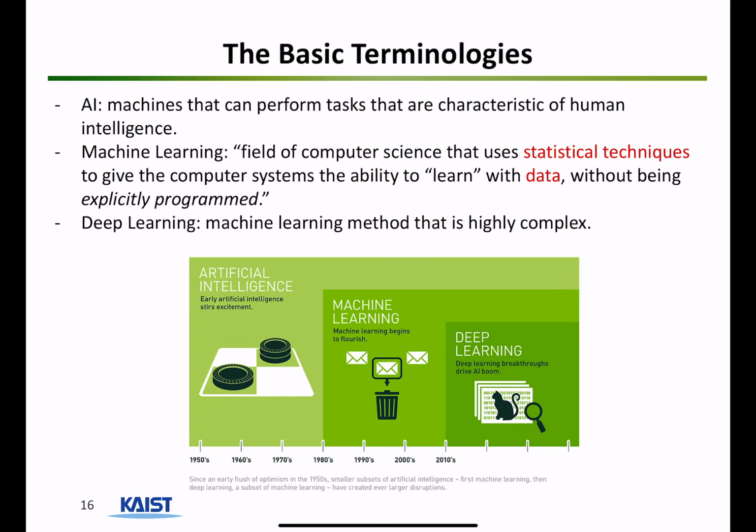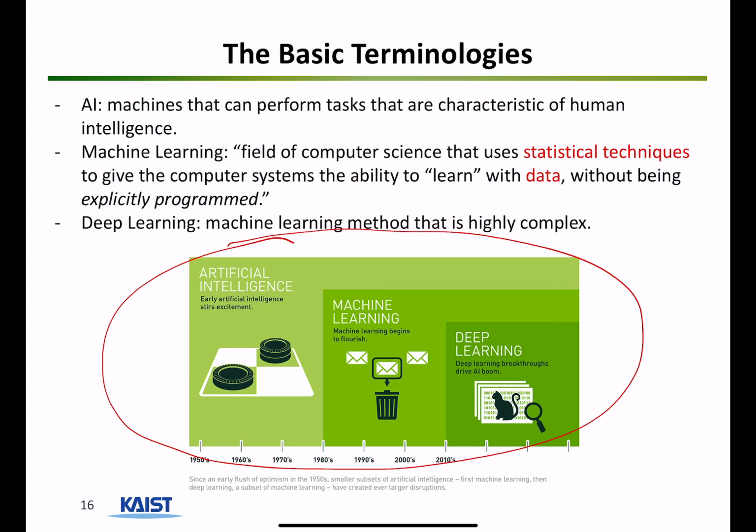So there are some basic terminologies that one should know about AI, in the sense that AI is the oldest and the most encompassing. Then you have machine learning and then deep learning. So these are subsets of one another. AI is basically machines that can perform tasks that are characteristic of human intelligence. Machine learning is a specific field of AI that uses statistical techniques and a lot of data to predict and to design new stuff. And deep learning is a type of machine learning that has a lot of nonlinearity and complicated deep structures within the neural network. Okay.